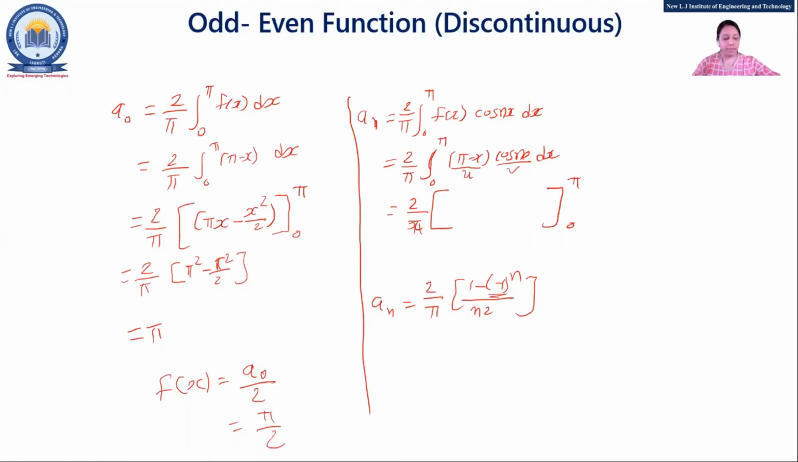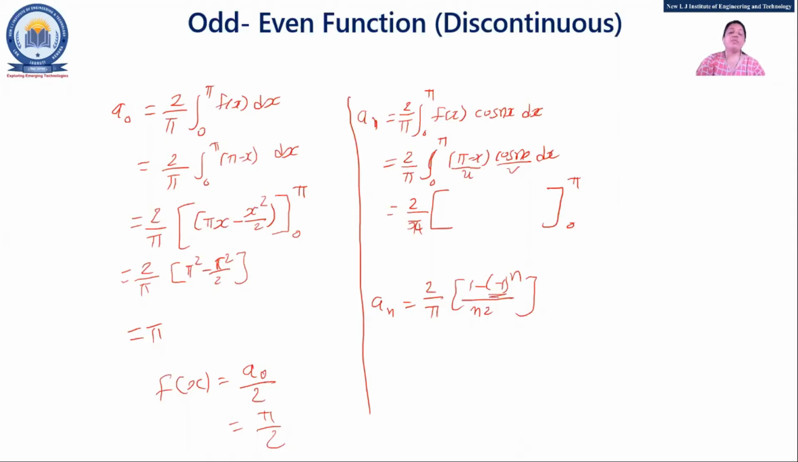Pi minus x, pi plus x. You just need to combine a0 and an and write down the series. So what have we seen? Odd and even functions. Again, there are two parts in there, continuous and discontinuous, right? So we have seen 3 examples of that.